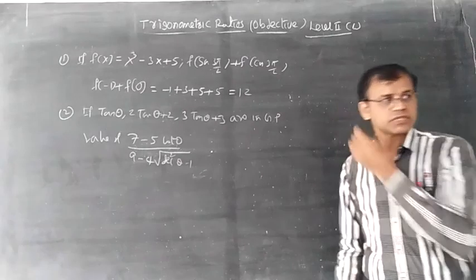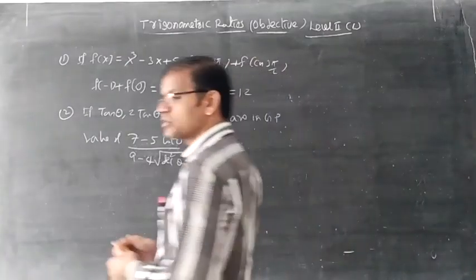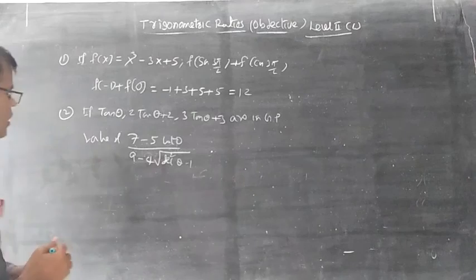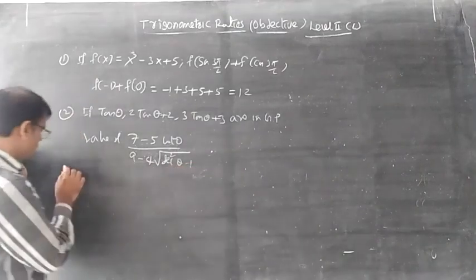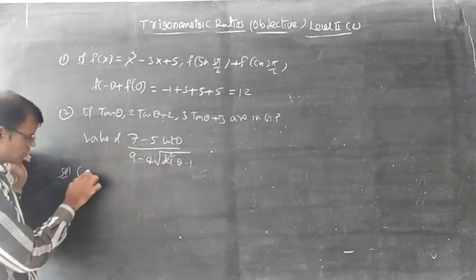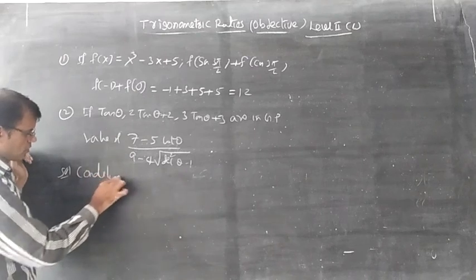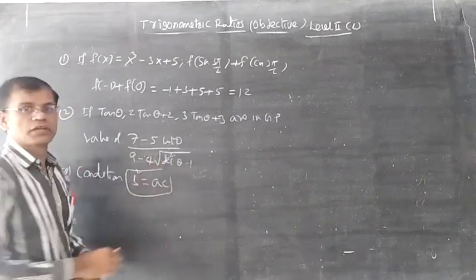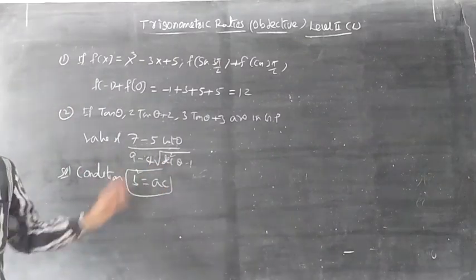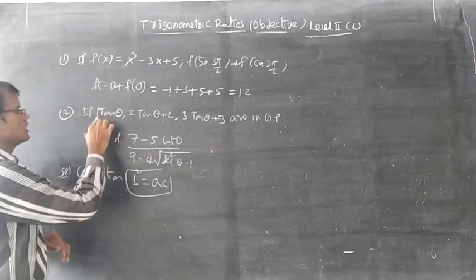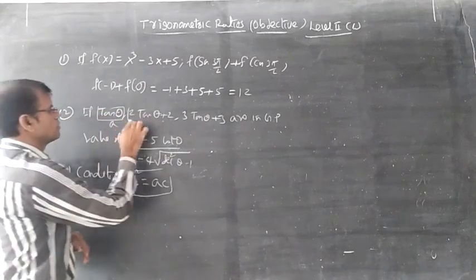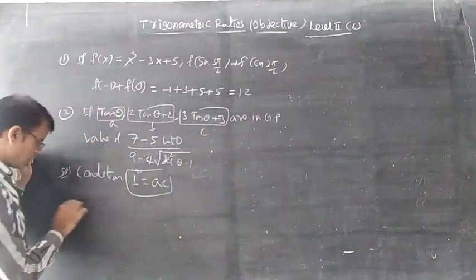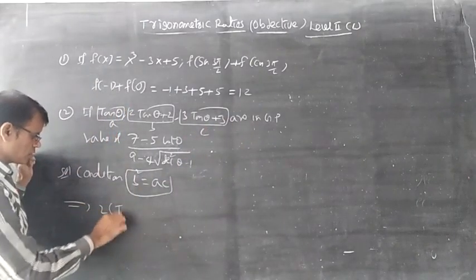If tan theta, 2 tan theta plus 2, 3 tan theta plus 3 are in GP, then what is the value of this one? Write the condition. I am making you remember that B square is equal to AC. Why? Because if A, B, C are in GP, then B square is equal to AC. Here A is the first term, B the second term, and C the third term. So apply here B square equals AC.